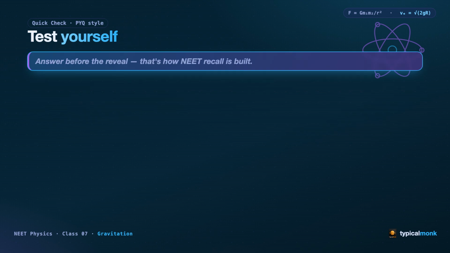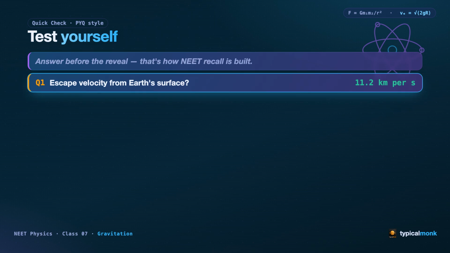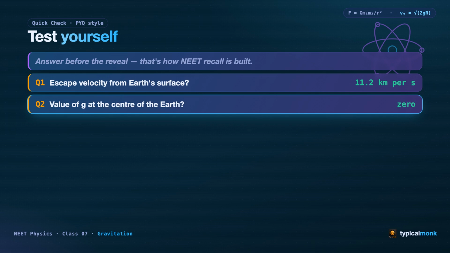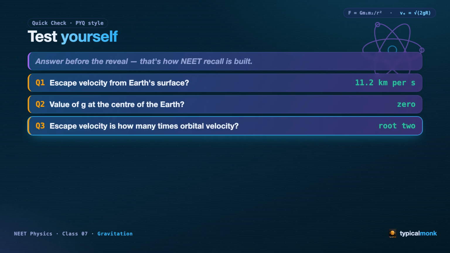Time to test yourself, rapid fire. Here is the rule. I ask, you answer in your head before the reveal. No pen, no paper, just the ideas you built today. Question 1. What is the escape velocity from the Earth's surface? About 11.2 kilometers per second. Question 2. What is the value of g at the center of the Earth? 0. The mass all around you cancels. Question 3. Escape velocity is how many times the orbital velocity?